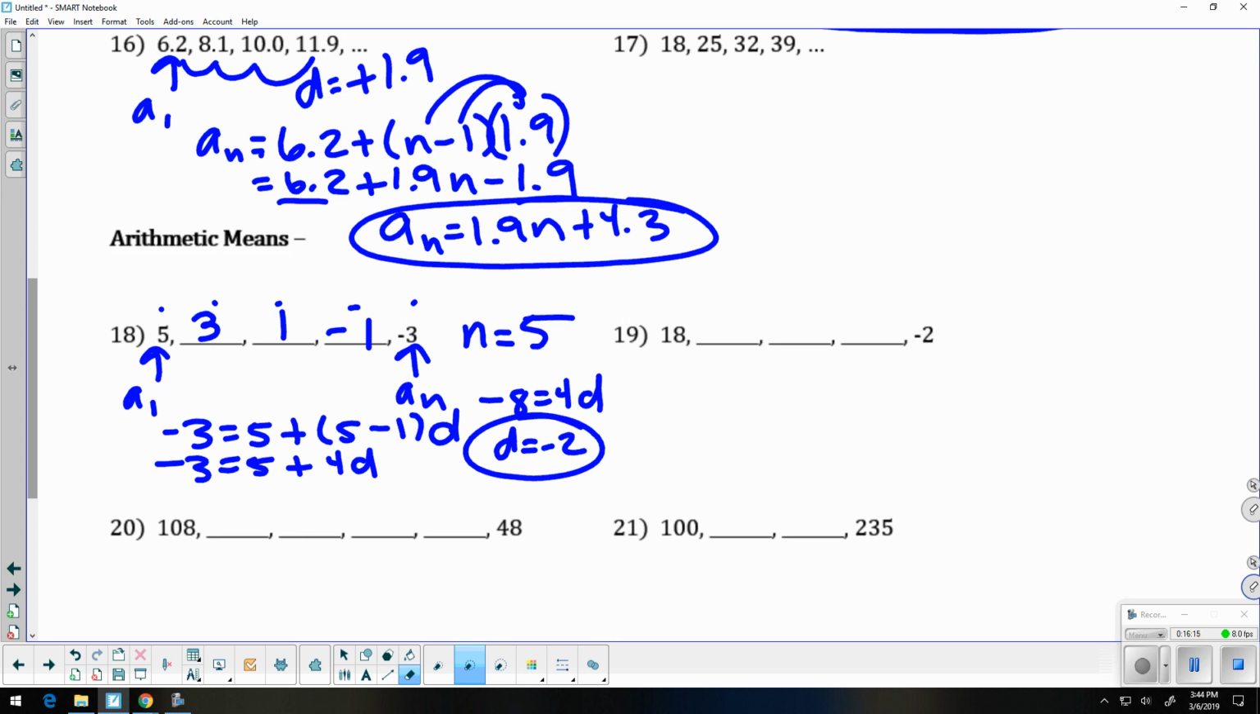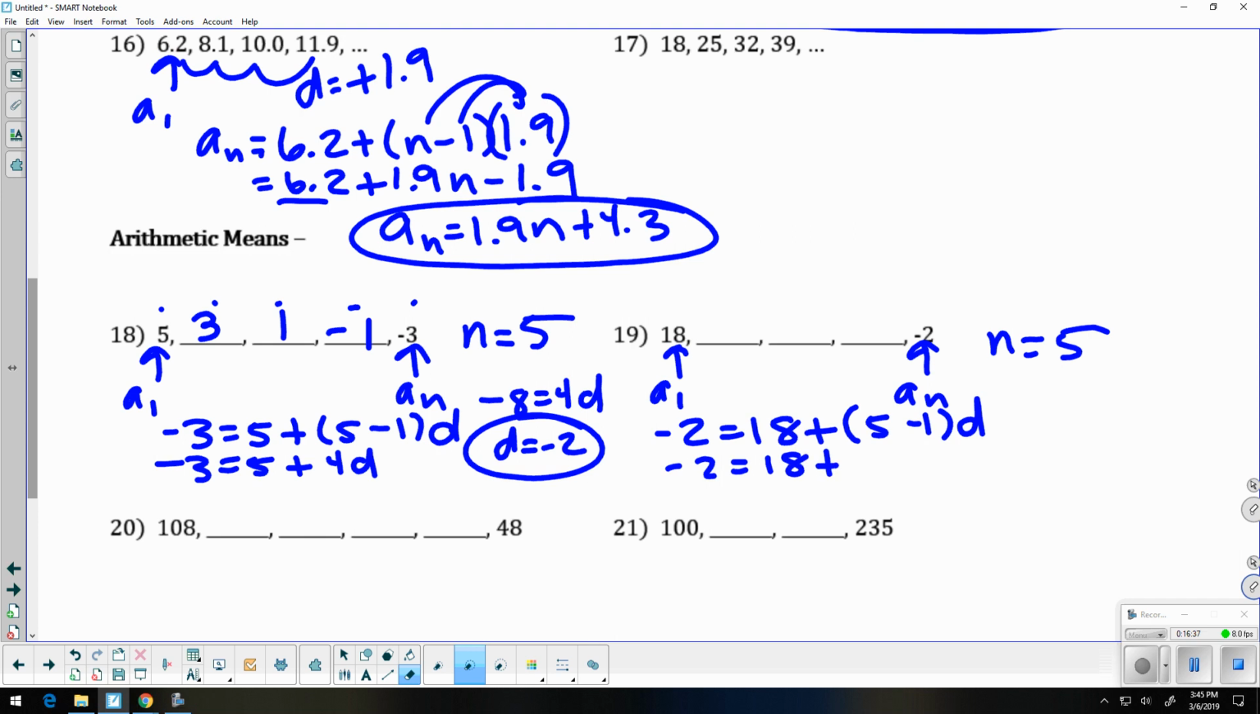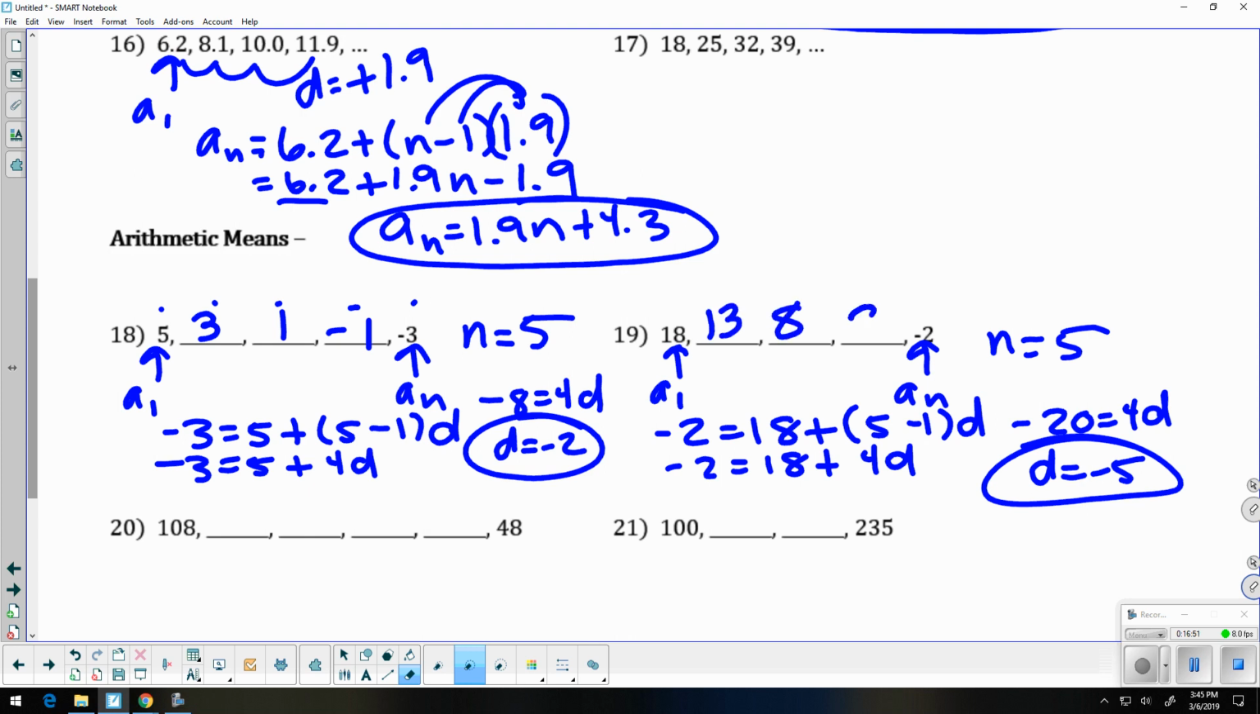Okay, the next one, number 19. Again, we can see the first term and the last term, and there are only 5 terms in the sequence, so we have everything labeled. Now again, we're solving for D. How are we getting to the next term after 18? You'd have -2 equals 18 plus 5 minus 1 times D. So -2 equals 18 plus 4D. Subtracting 18 gives -20 equals 4D. Dividing by 4, D is -5, so just keep subtracting 5 from each number. That makes this 13, 8, 3, and 3 minus 5, luckily, is -2.